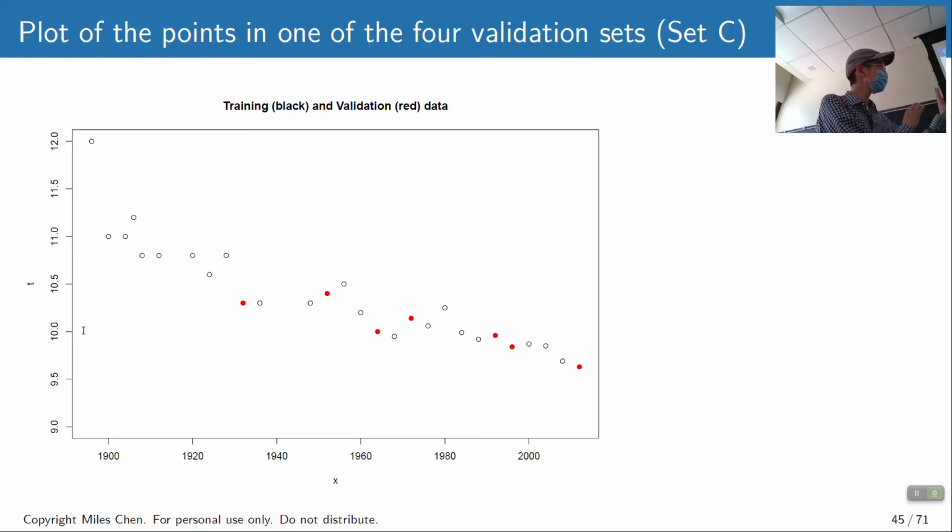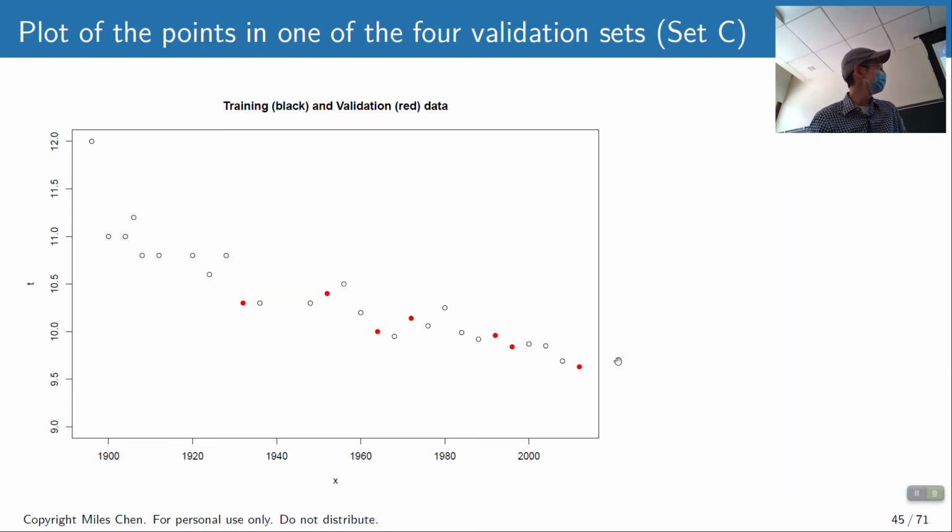Just so you can see how this is working, we'll look at validation set C. Technically there are 4 different validation sets: set A, set B, set C, and set D. Just for illustration, I'm taking one of these validation sets. I'm not going to go through all 4, but just so you can see what's going on.